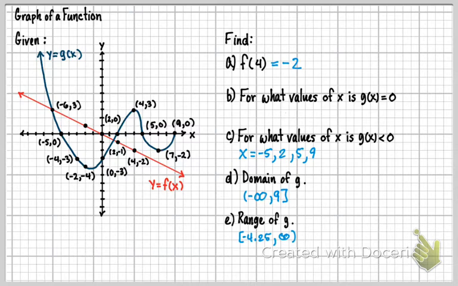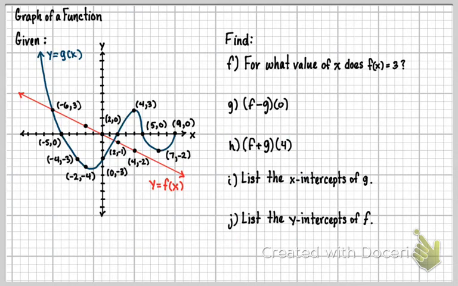So we got a few more to do here. So let's take a look at F now. F says, for what value of x does f of x equal 3? So now I'm looking at the red function here because I'm looking at the f of x function. And it says, for what x is my y value 3? So I'm going to draw a line at y equals 3. So that'll be here.